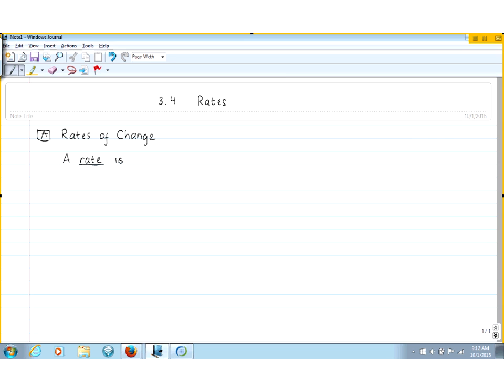So a rate is a ratio. A rate is a ratio that indicates how two quantities change with respect to each other. Okay, so a rate is a ratio that indicates how two quantities change with respect to each other.